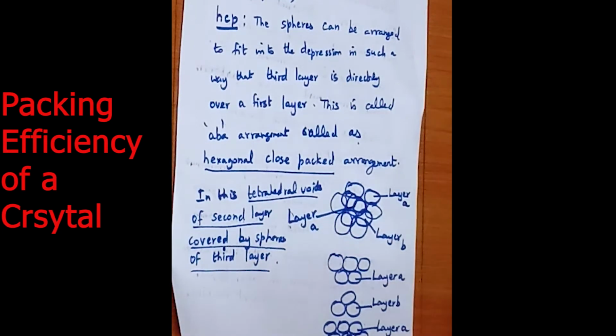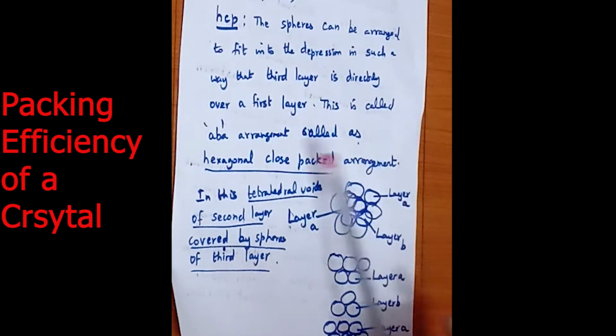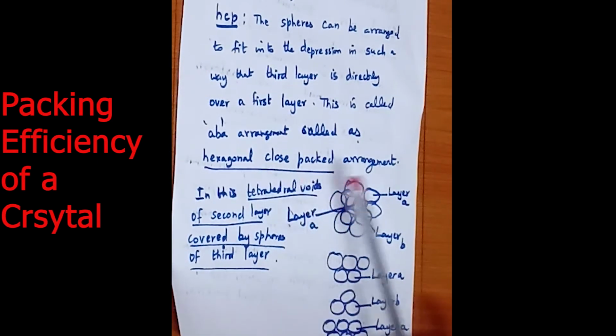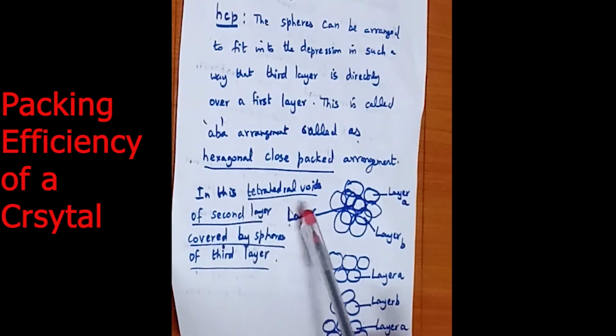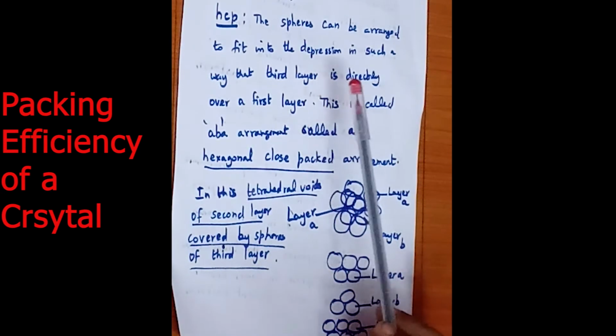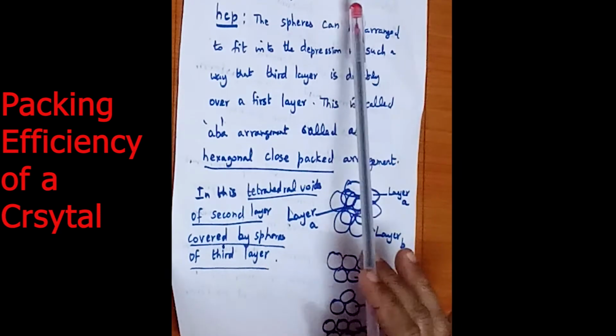So third layer they get directly placed over the first layer, which is called as ABA arrangement, hexagonal close pack arrangement. So here in this tetrahedral voids of second layer, they are covered by spheres of the third layer. So in formation of third layer, it can be formed in 2 ways. One is hexagonal close pack arrangement and second one is cubic close pack arrangement.